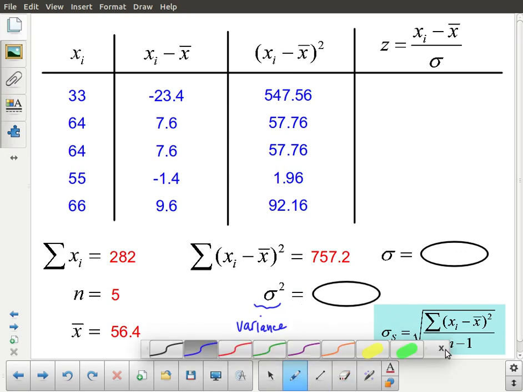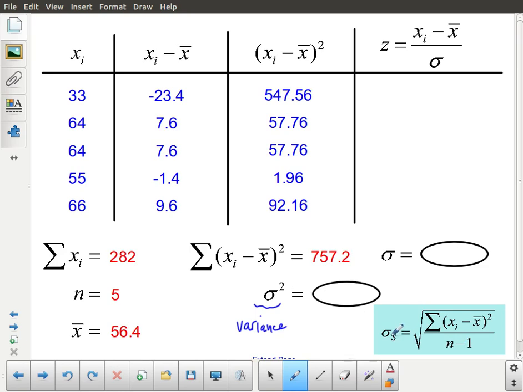And so the first thing we're going to do now is use this number to calculate the variance. Now the variance is sigma squared. So basically I'm going to do this calculation in the corner, but without taking the square root yet. We'll be taking the square root in just a moment. So I take that result, 757.2, and I divide that by n minus 1. Now n was 5, so n minus 1 means I'm going to divide that by 4. And I end up with 189.3.